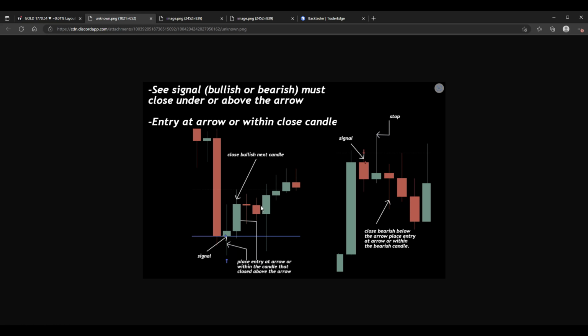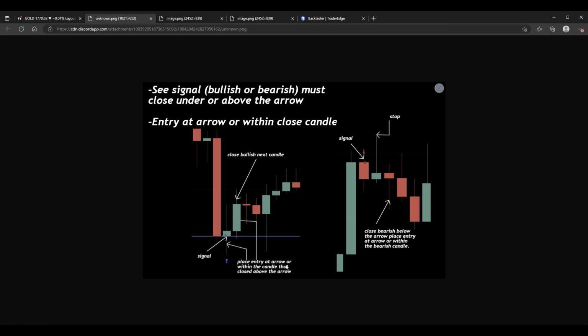Then we get the next candle closed bullish. That's what you need. So this is obviously a bullish signal. So the next candle needs to close bullish. Doesn't necessarily need to be the next candle. It just needs to be a candle closing bullish after the signal above the arrow. So I hope that makes sense. This slide probably helped a bit. So close bullish. This one closed bullish on the next candle.